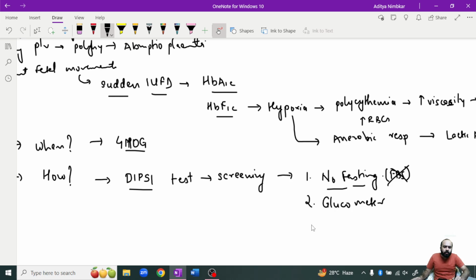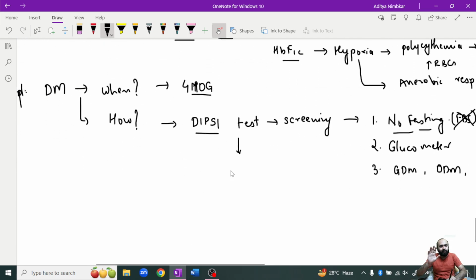And the third point is that it is relevant, and it gives me a diagnosis of not just GDM but also overt diabetes mellitus, and also gives me the chance to know if she has impaired glucose tolerance. So what do I do in this test? The first thing that I do is I just ask a female to come to me on her first antenatal visit. By the way, we do this for all women.